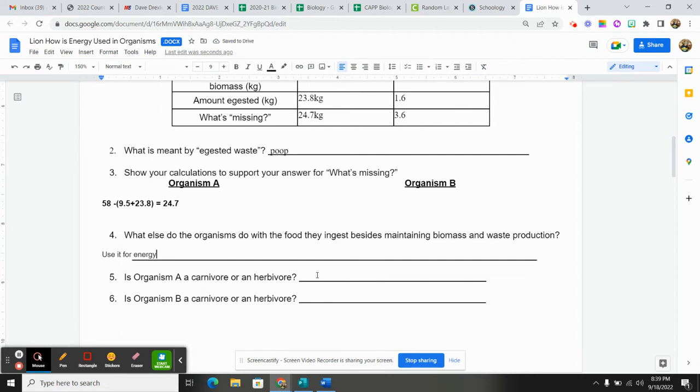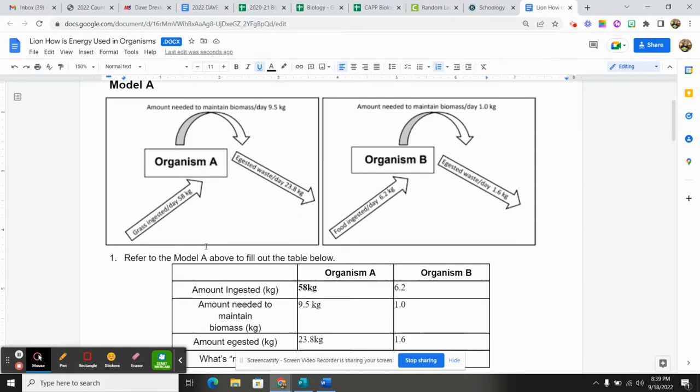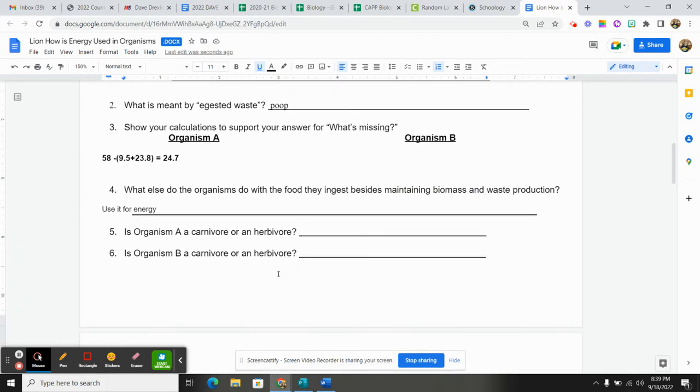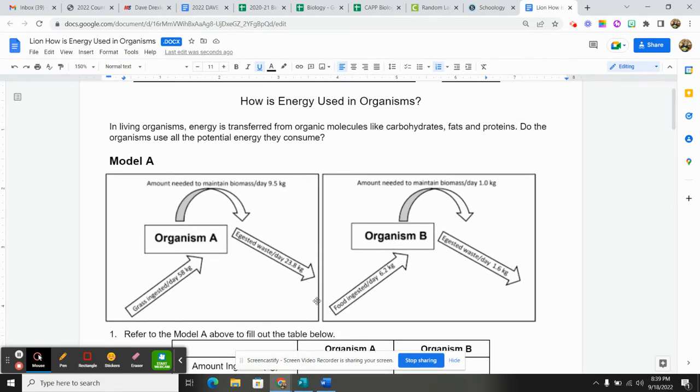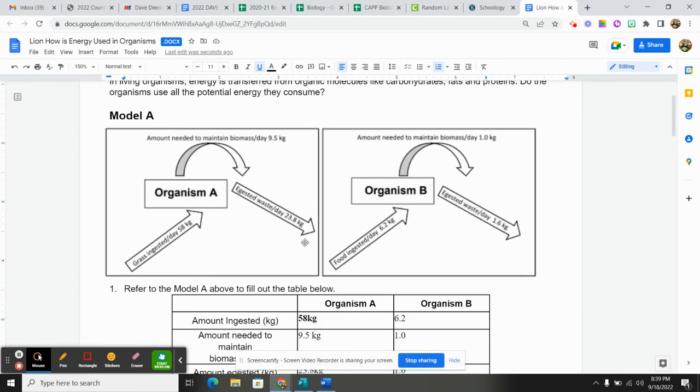So do we think organism A is a carnivore or an herbivore? So remember, carnivore means meat eater, herbivore is a plant eater. Well, if we look up here, it says grass ingested. I've never met a carnivore that eats just grass, so I'm going to guess herbivore. And by the process of elimination, I am going to say that organism B is a carnivore. I can also deduce that organism A is an herbivore and B is a carnivore because of the amounts of food.